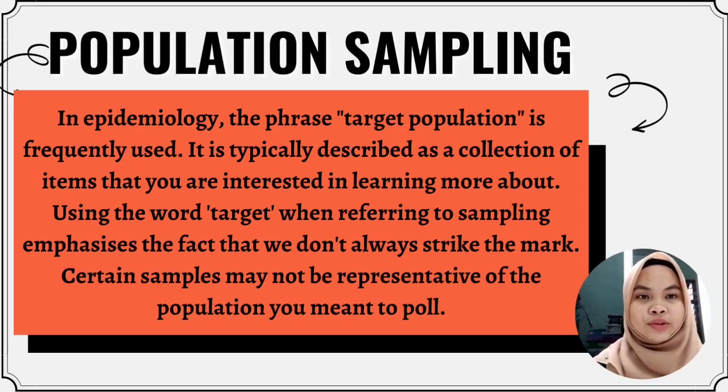Hi, I'm Angin. I want to explain about population sampling. In epidemiology, the target population is frequently used. It is typically described as a collection of items that you are interested in learning more about. Using the word target when referring to sampling emphasizes the fact that certain samples may not be representative of the population you mean to poll.